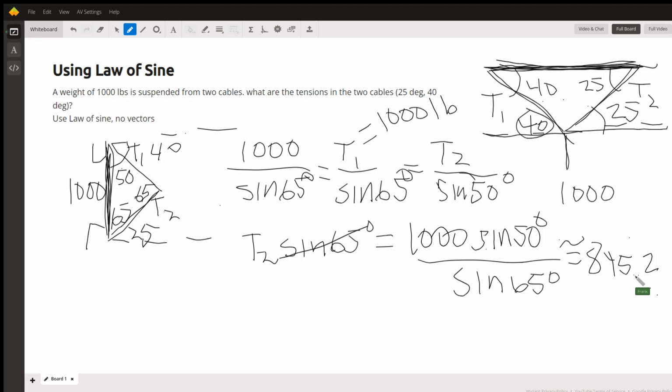It's approximate, 845.2. So T1 is 1,000 pounds. T2 is 845 or 845.2 pounds, however you want to round it.